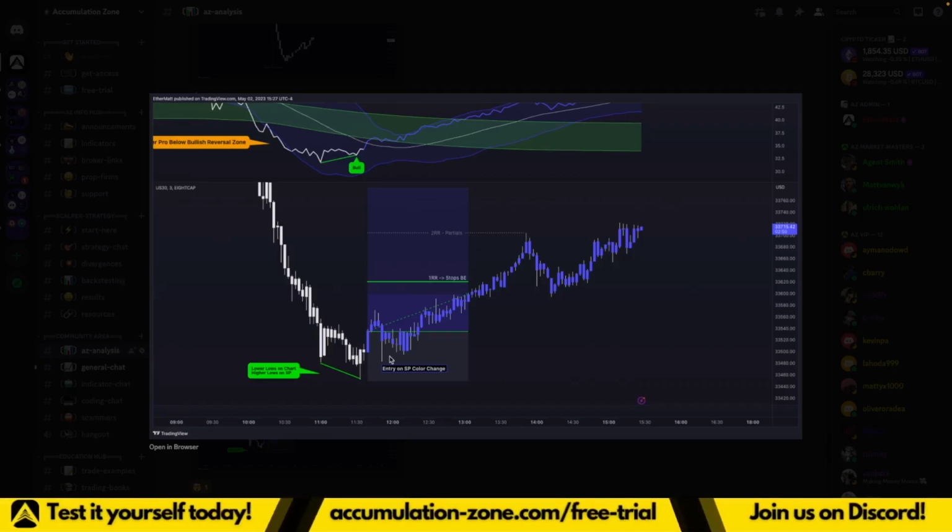And what do I mean by invalidated? If we make a lower low than this one, then it continues and we look for the next divergence. And this could go on for 3 or 4 or 5 times. I think the longest streak of losing trades that I experienced trading reversals was around 6 losing trades.